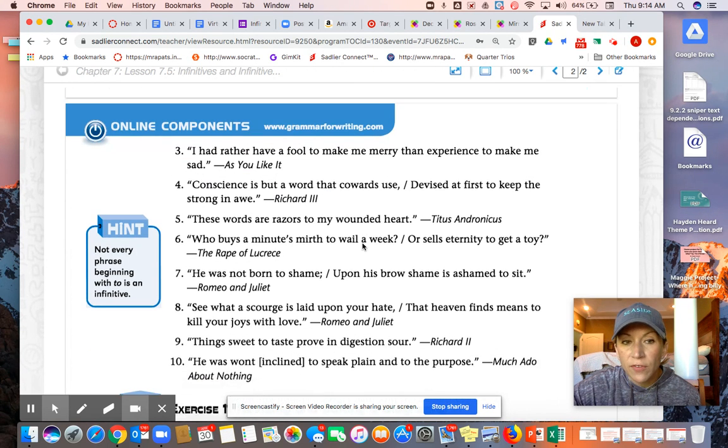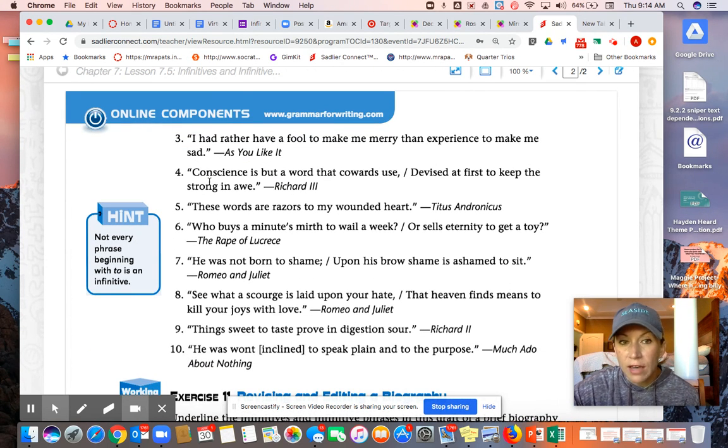Okay, now I'm going to look at number 5. Now you're doing 1 through 10, but I'm going to look at 5 for a reason. "These wounds are razors to my wounded heart." Okay, do we see a to? Yes, we do. It's right here. Now, do we see an action verb? No. So to is acting as a preposition. So put that in parentheses. And then in the blank for number 5, you would write no infinitive.